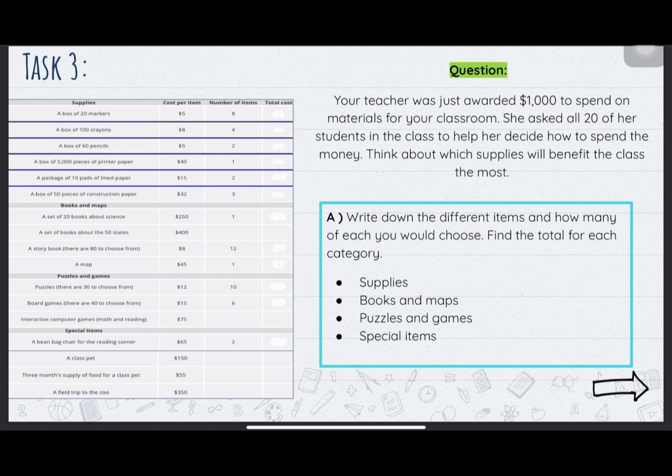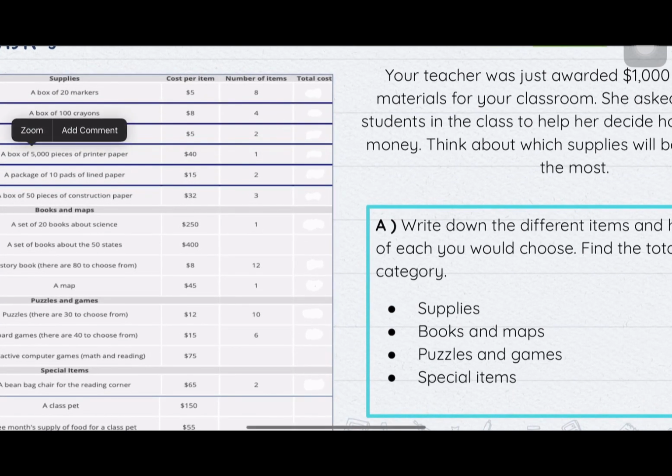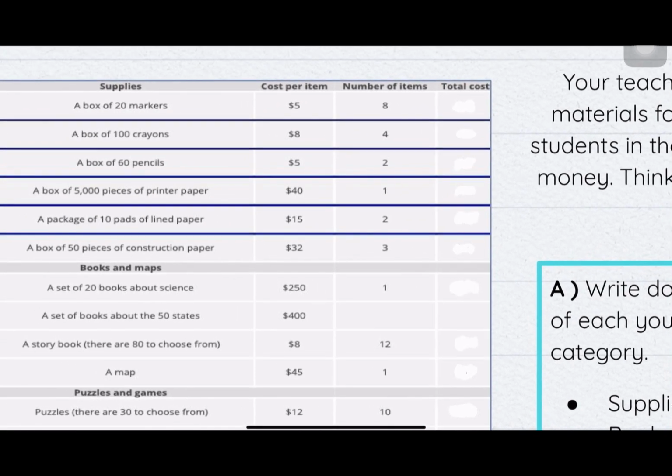So for part A, we'll write down the different items and how many of each you would choose and find the total of each category. So here in this chart, we already have the cost per item and the number of items. So what we're going to do is multiply the cost per item times the number of items to get the total cost. So let's start.